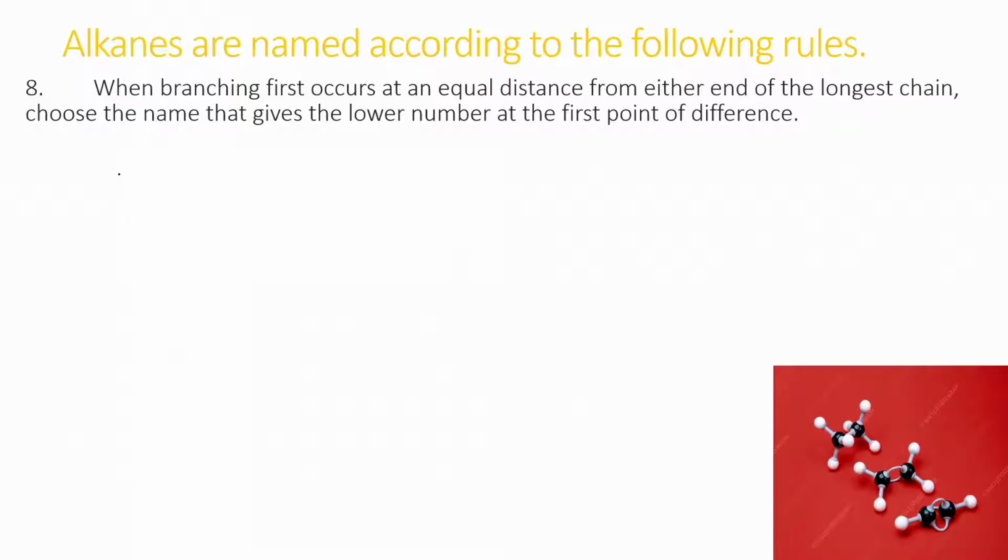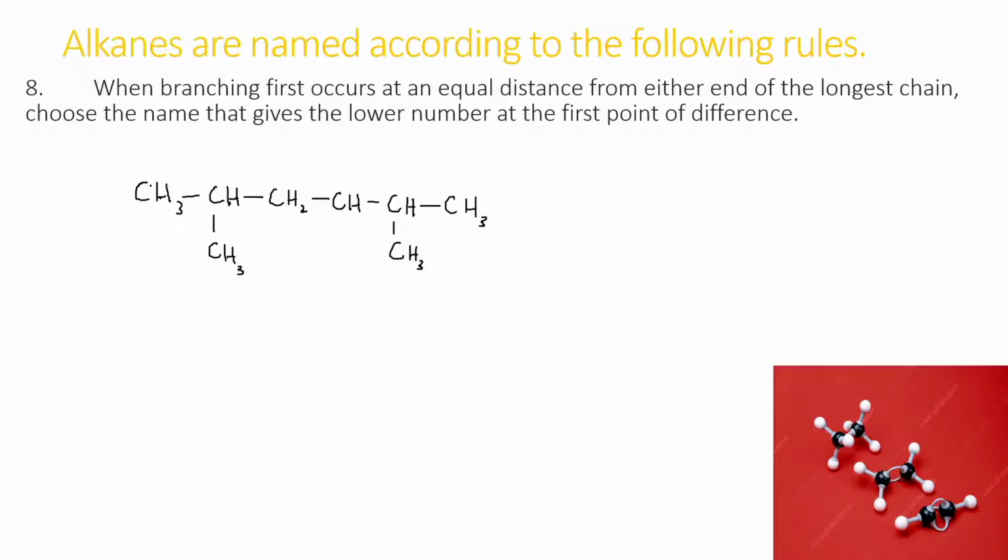Now eighth rule is that when branches occur first at equal distance from either end of the longest chain, choose the name that gives the lower number at the first point of difference. That means you have branches on both the ends at equal distances. For example, if you have a chain like this, CH3, CH2, I attach a group with it, CH2, CH, CH, and then CH3. This is the longest possible chain, and here we have two groups attached to it at equal distances.